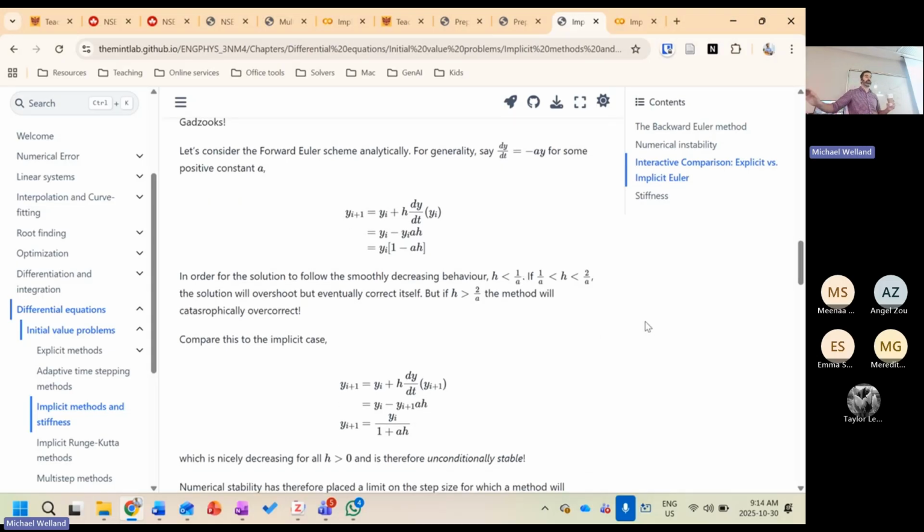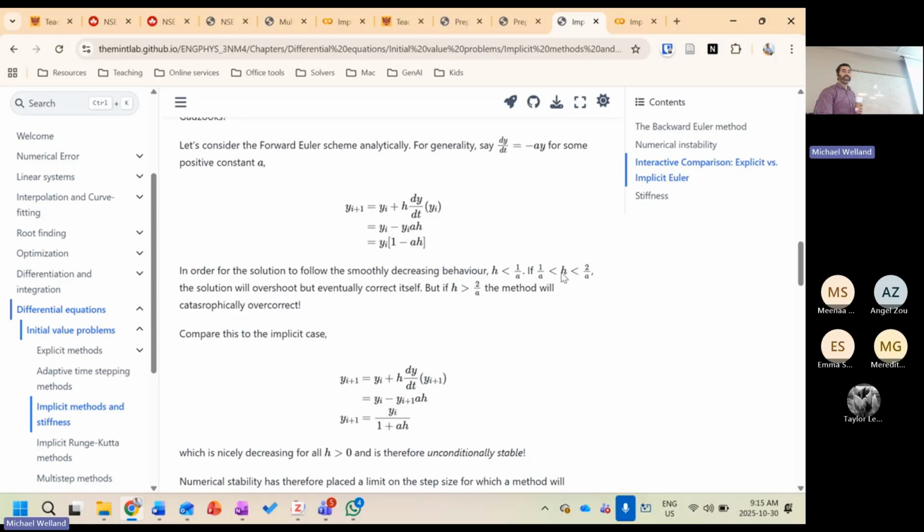In order for the solution to follow strictly decreasing behavior, right? Exponential decay, we have this limit set on our time step. As long as h is less than 1 over a, then this term is some fraction. This is not the correct formal one. We'll get to the formal one. This is the easy one. As long as this is small, then this bracket is smallish, right? And this thing will actually decrease nicely.